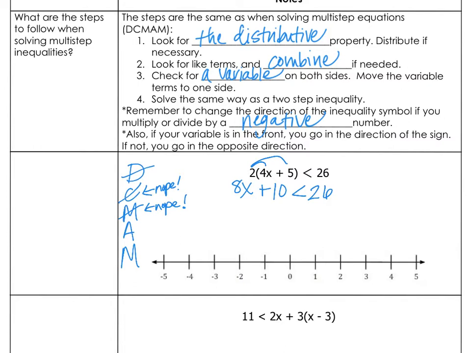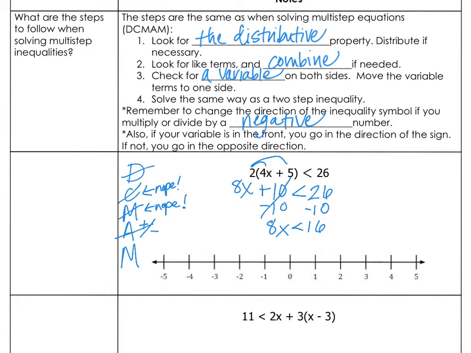Next, we need to see if we need to add or subtract a constant. The constant is on the same side as the variable, so you see your variable on the left-hand side, and the constant is the one by itself with no variable, which is positive 10. In order to get rid of positive 10, I need to subtract 10 on both sides. Once I do that, on the left-hand side, it cancels out because plus 10 minus 10 is 0. And now I have 8x is less than 16. Okay, so we finished with our A.